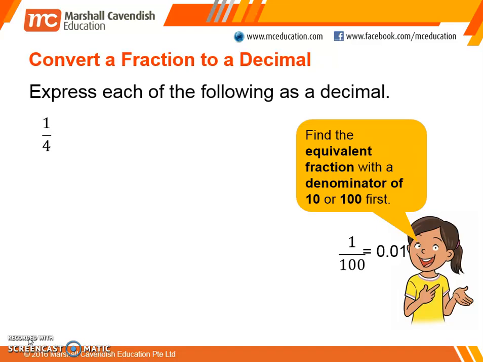I have with me 1/4. If I were to convert it to its equivalent fraction, I don't think we can get a fraction that has a denominator of 10. Let's work with a denominator of 100. The number is bigger, so we would expect to multiply the numerator and denominator by a bigger number. And we will get 25/100. And we can convert this to 0.25. Let's move on.